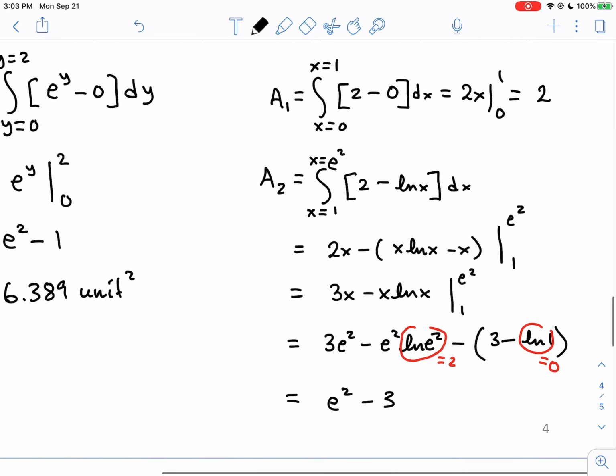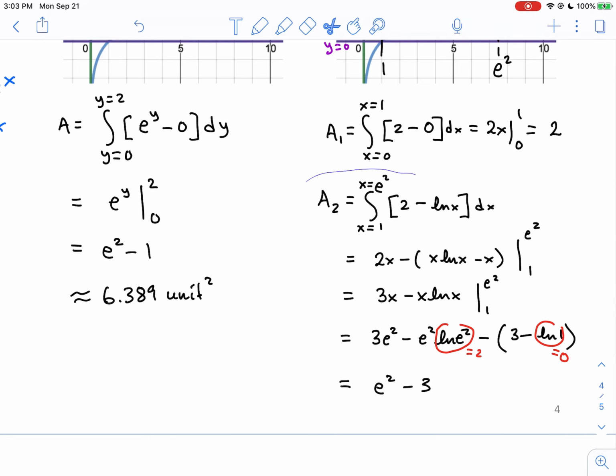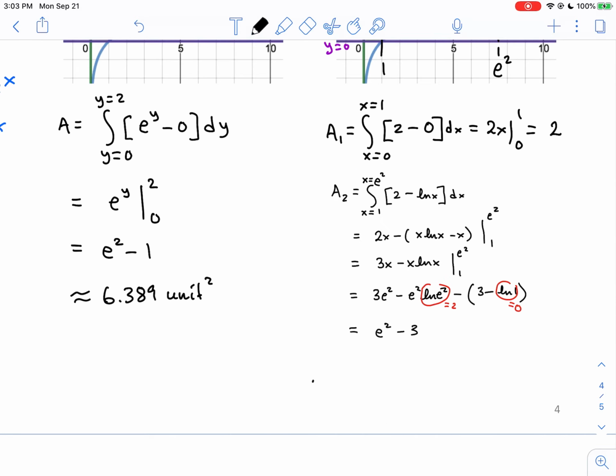Now keep in mind that this is area 2. So when I actually now take the time to combine these to get the total area, area 1 plus area 2 is going to be the total area that I'm after. So it's going to be 2 plus e squared minus 3, combine the constants, and we wind up getting e squared minus 1. Right, the same thing we got up here.